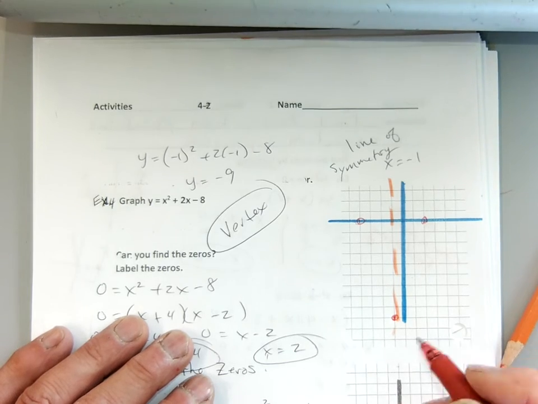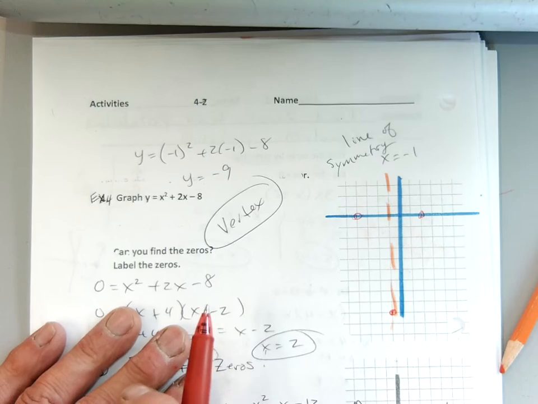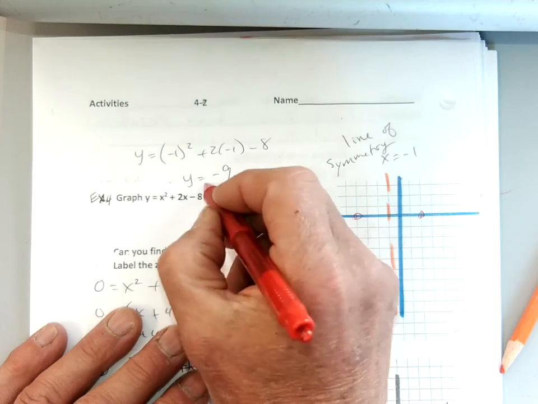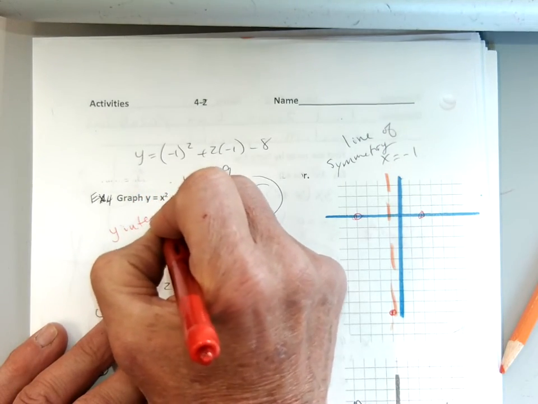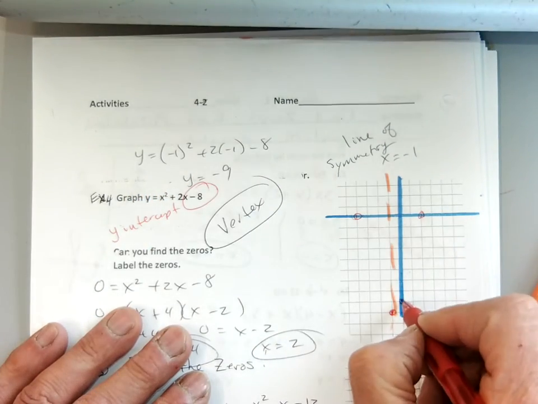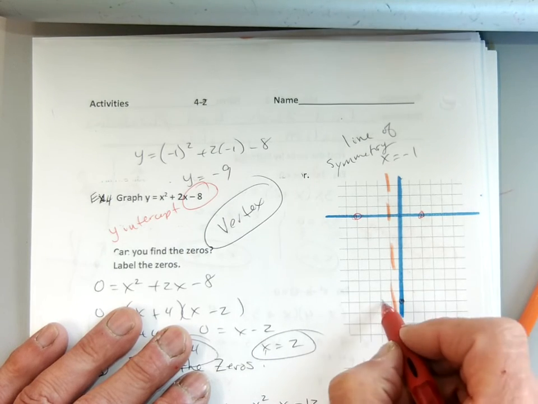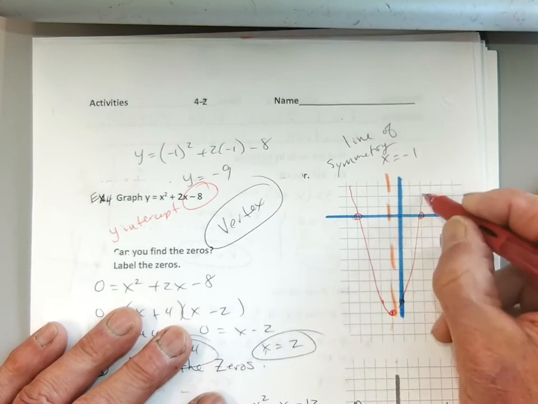And I have one more point. Anybody know what my one more point to graph is? Go ahead, Grace. Yeah, the y-intercept. I know the y-intercept is right there. That's my y-intercept. So I can put that at negative 8. And of course I can reflect that over and get another point right there. So there is my graph.